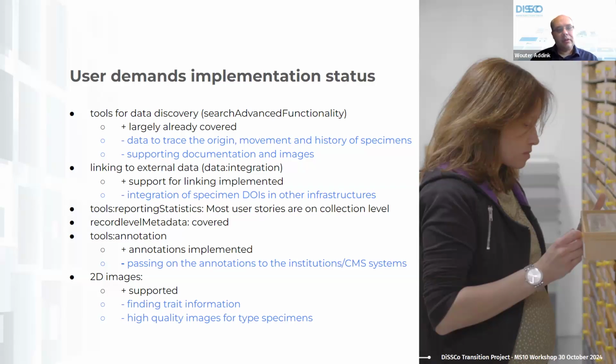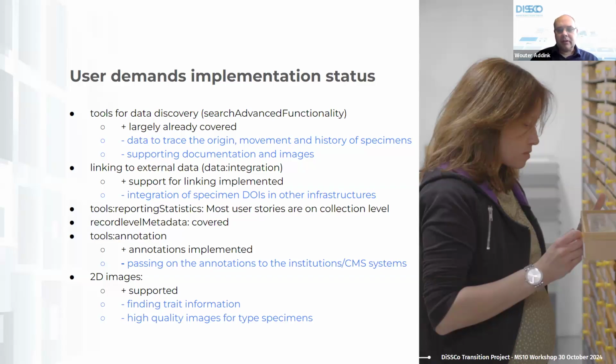Then tools for statistics and reporting. Most of these user stories are on a collection level, not on the specimen level. We have not really implemented any of these for the specimen level. We could do that. The only thing that's currently there is the MIDS level, the minimum information about a digital specimen, which is an indicator for the completeness of specimen data.